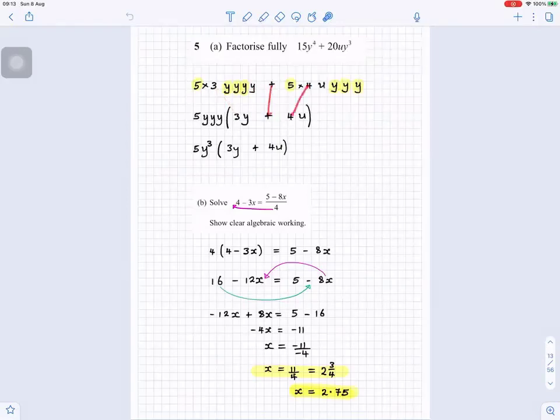Plus you're left with 4 and U. So those 3 there will be 5Y cubed, brackets 3Y plus 4U.